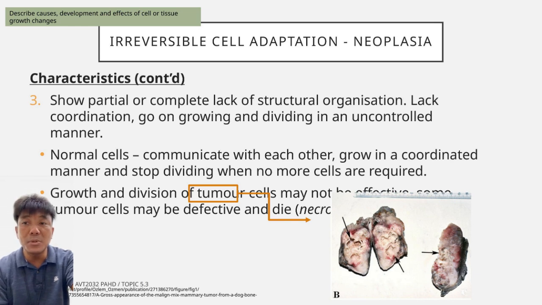Unlike normal cells, which communicate and cease division when unnecessary, tumor cells may grow ineffectively. Some tumor cells are defective, leading to necrosis. This disorganized growth results in partial or complete loss of function within the affected tissue.